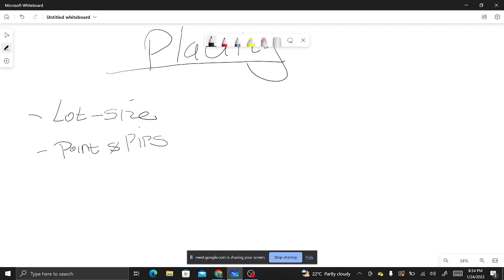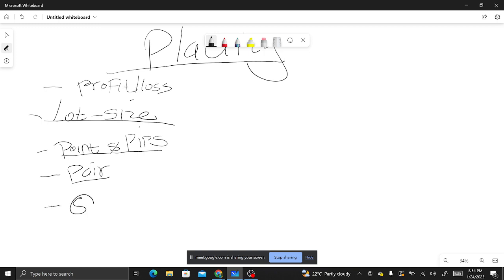So we require this to place a trend, and then we just require a pair. Which pair are you trending? How many pips are you aiming, or point, lot size, and then we have profit and loss, and then we are going short or long. So the moment you just understand this statement, then you are good. Okay, now you understand that profit and loss is very easy.